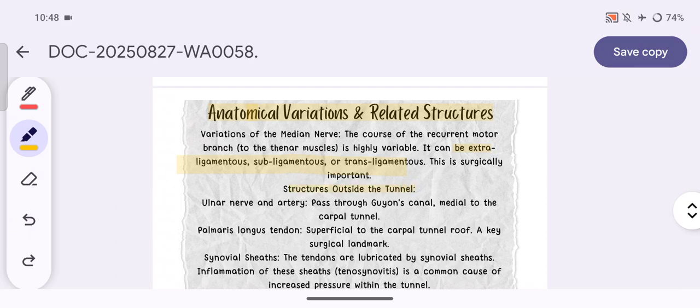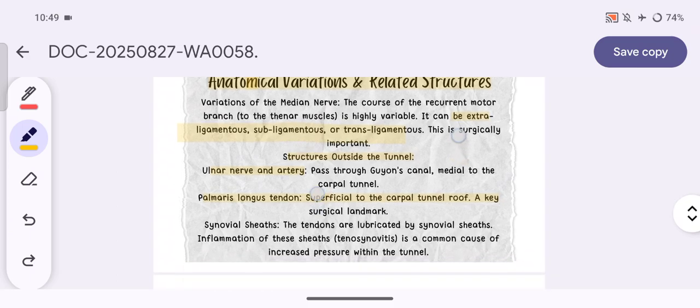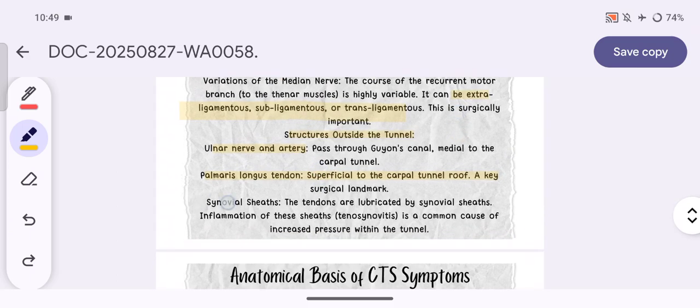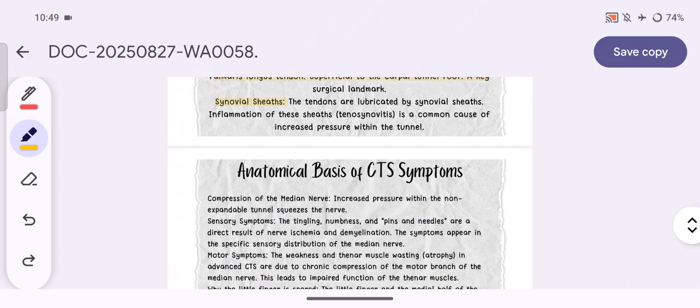Structures outside the tunnel: the ulnar nerve and artery pass through Guyon's canal, medial to the carpal tunnel. The palmaris longus tendon lies superficial to the carpal tunnel roof, a key surgical landmark. And synovial sheaths: the tendons are lubricated by synovial sheaths. Inflammation of these sheaths, tenosynovitis, is a common cause of increased pressure within the tunnel.